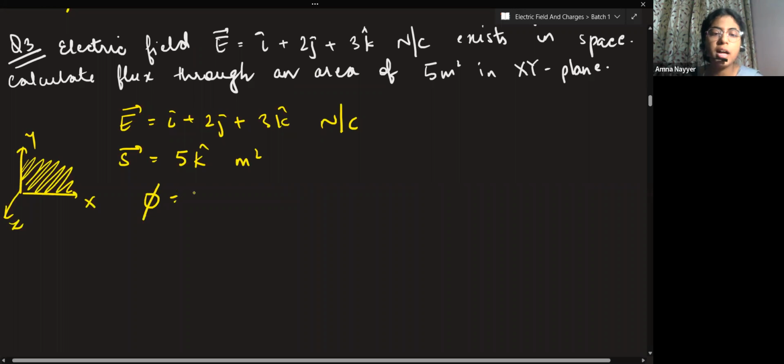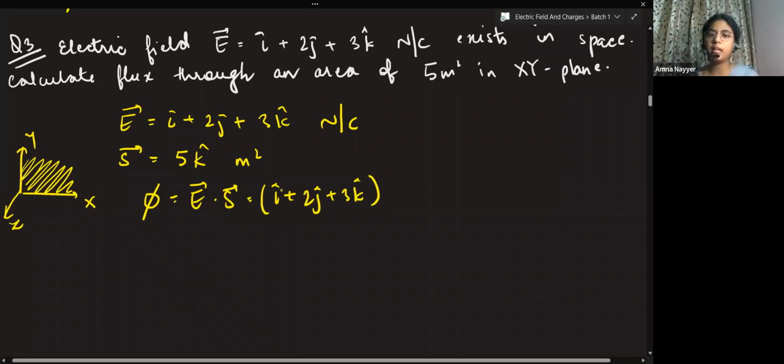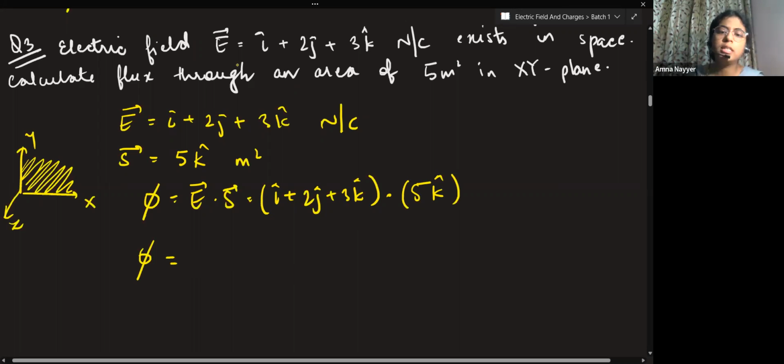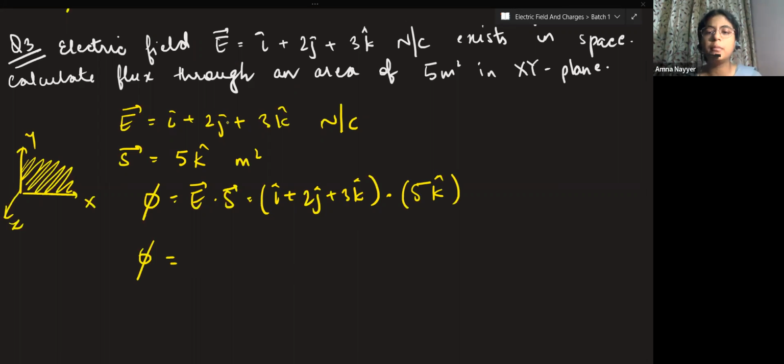Phi is E dot S. So electric field is what? I cap plus 2J cap plus 3K cap. This is the electric field part. Dot. Now we have the vector surface area with us as 5K cap. Now see, we will be calculating similarly to the way we have done it for the previous question, the above question. Take the coefficient.